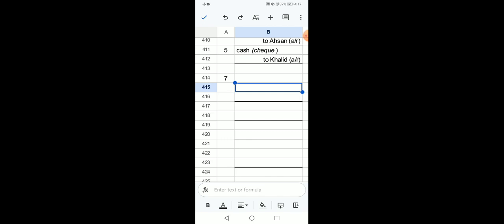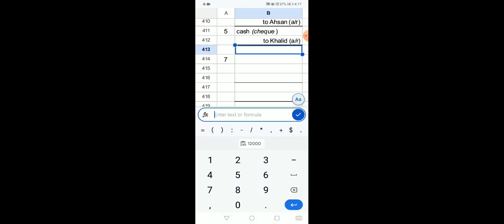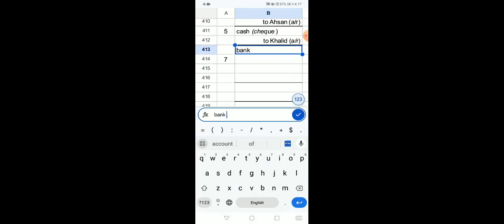When you are depositing that check into the bank, it means the amount present in your bank account would be increased, bank balance would be increased. Bank is your asset, that means asset would be increased, and increase in asset should be debited. So you will name the bank on the debit side.